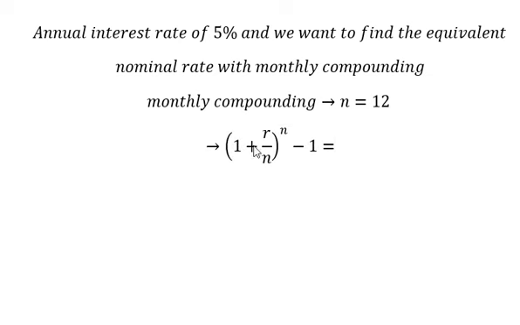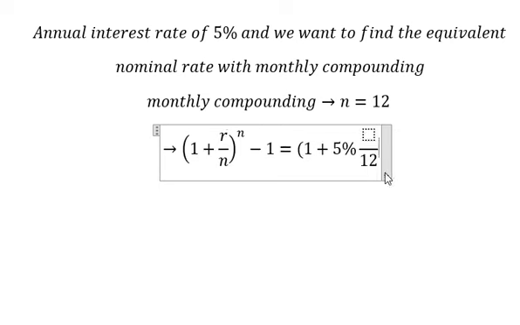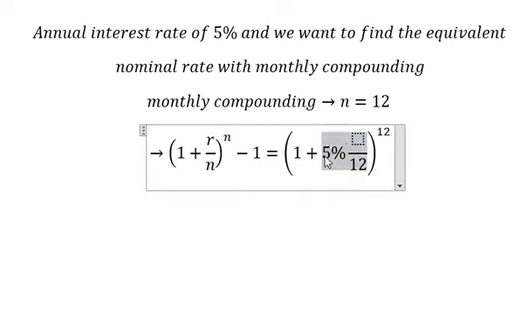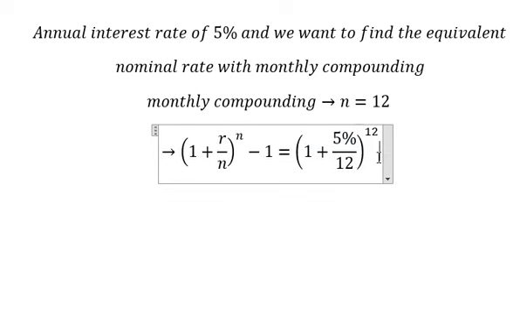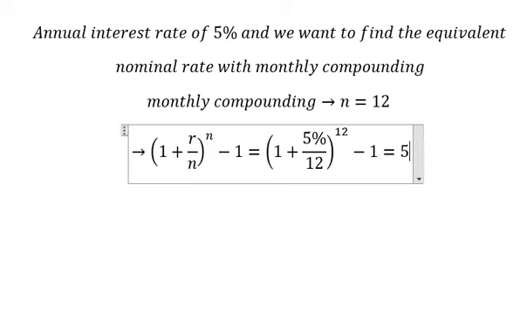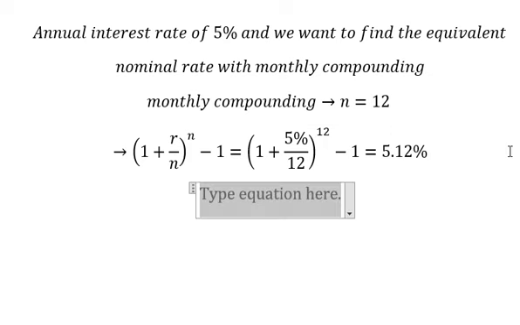So we know that R is 5%, and n is 12. Minus 1. So we calculate this one and we have 5.12%.